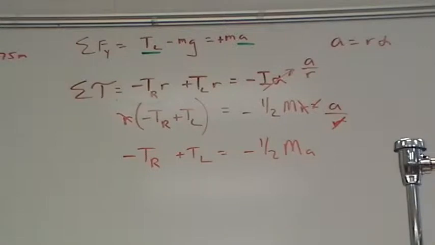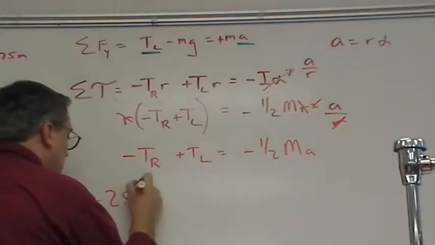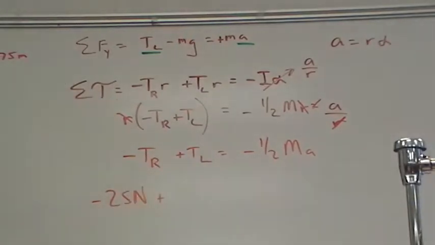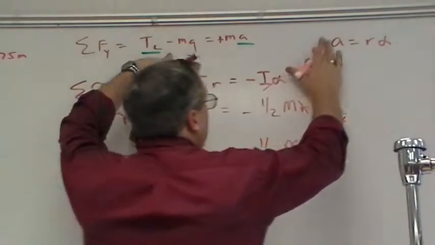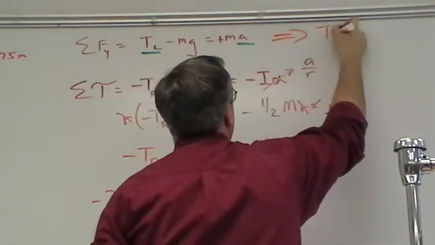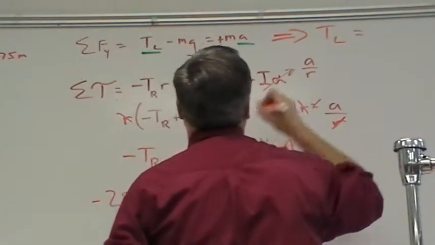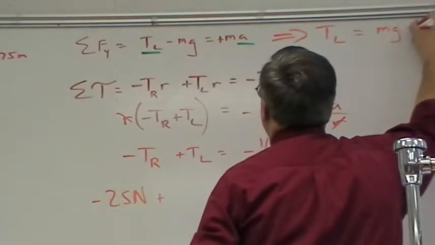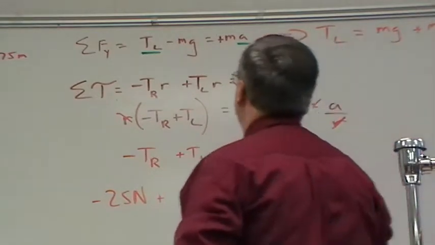The tension on the right, what is it? It's 25 newtons. If you pull on a rope with 25 newtons of force, that's the tension. Plus the tension on the left, do you know a number for it? No. But you can come up here and you can certainly get an expression for it. The tension on the left is mg plus ma.